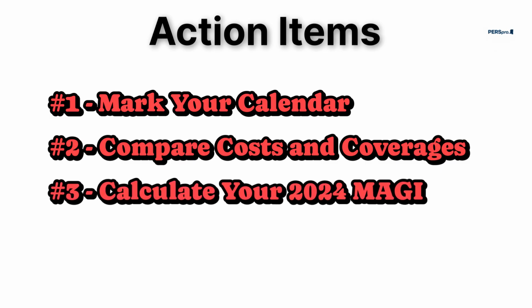3. Calculate your modified adjusted gross income. Look at your tax return from 2024 and calculate your modified adjusted gross income. Compare this MAGI to the IRMAA thresholds to get an idea if you'll pay a surcharge when it comes time to enrolling in Parts B and Part D.